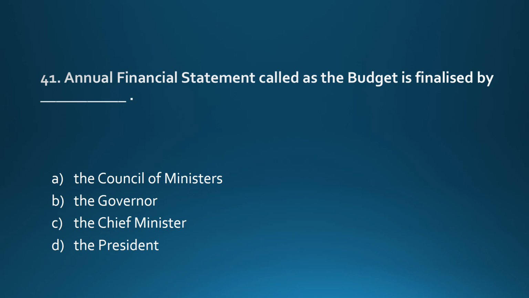Question number 41. Annual financial statement called as the budget is finalized by dash. Option A, the Council of Ministers. Option B, the Governor. Option C, the Chief Minister. Option D, the President. Correct answer is option A, the Council of Ministers.